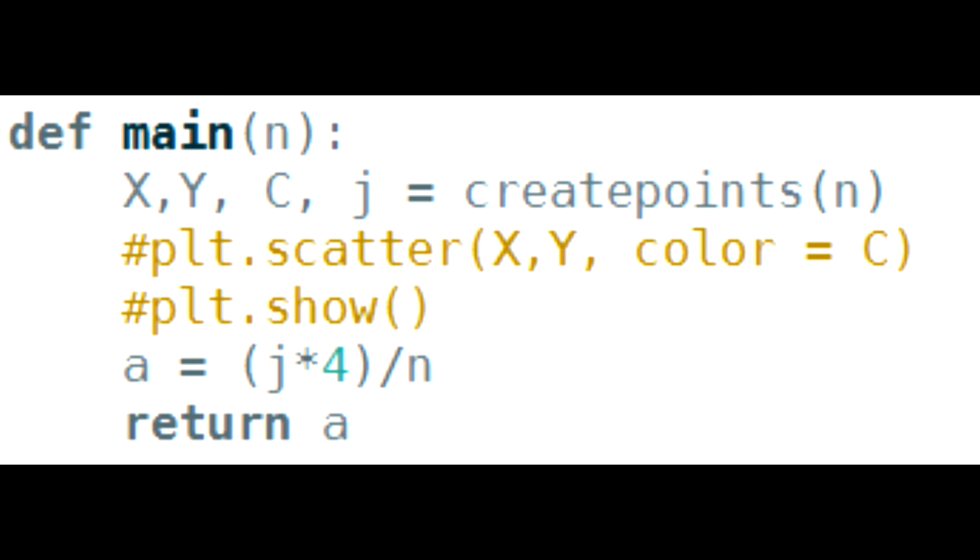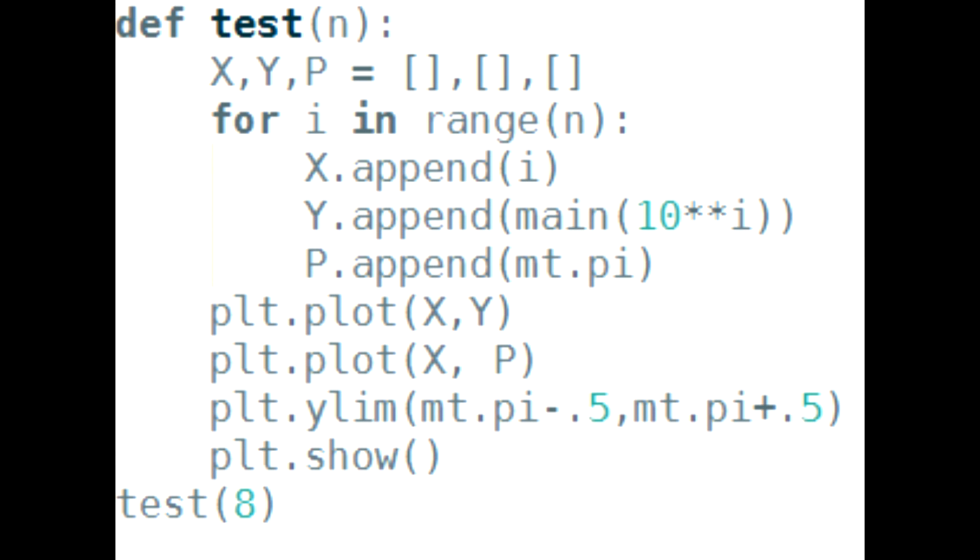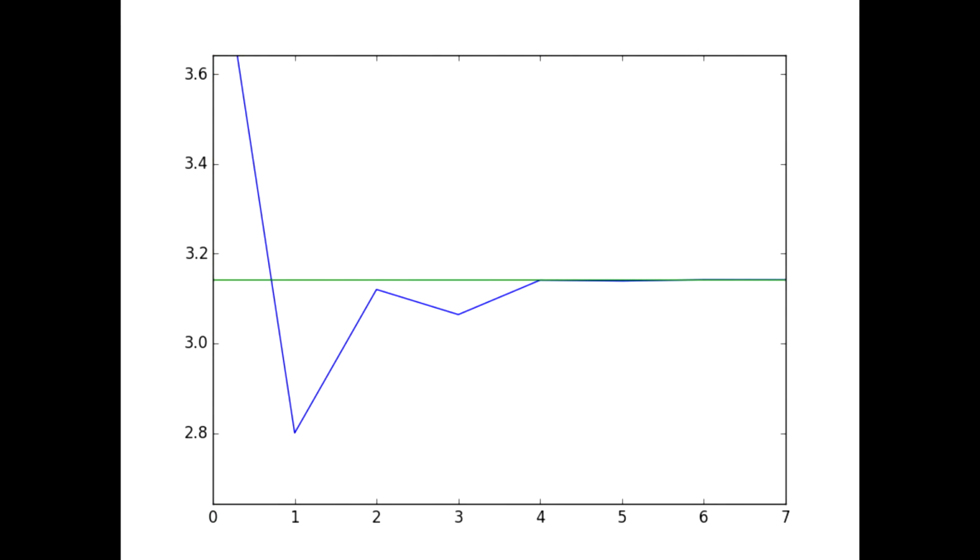And this gives us a result that is more or less close to pi, but we have to loop this to know exactly how it converges. So I used this test function, and basically I'm looping the main function and testing for different powers of 10, which gives us this result, and we can clearly see that at first it converges to pi, but then it doesn't really converge. This is due to the fact that it uses randomness.